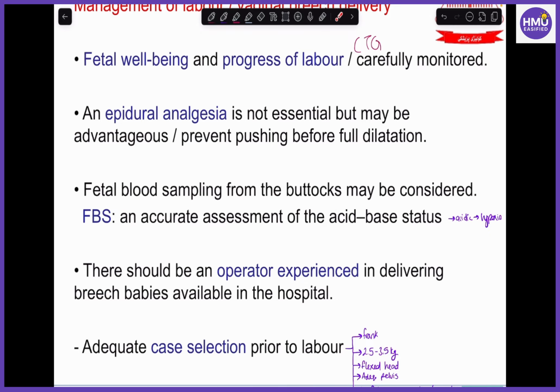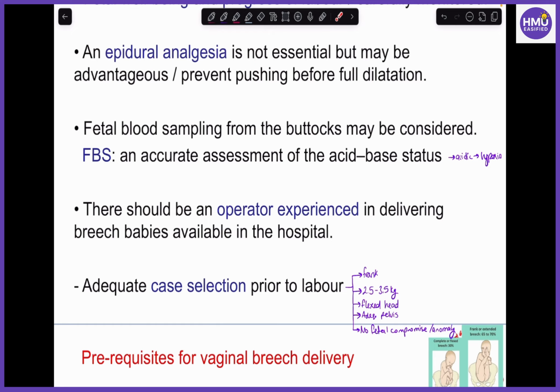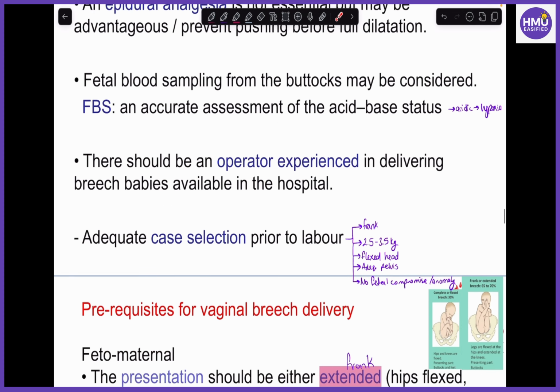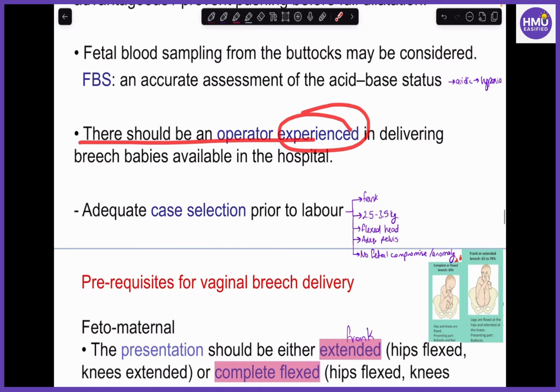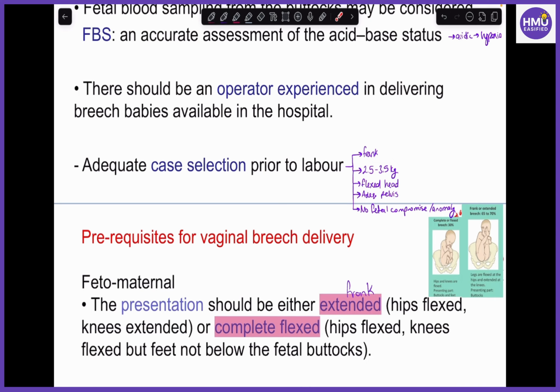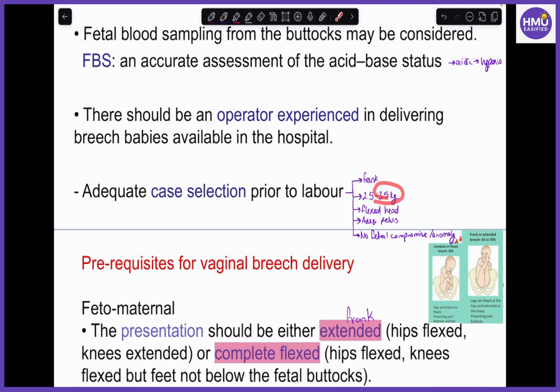And also we could do fetal blood sampling from the buttocks and assess the acid-base status to detect fetal hypoxia early, especially when the CTG is abnormal. There should be an experienced operator and case selection. Vaginal breech should be frank or complete flexed, with weight not more than 3.5 kilograms, flexed head, adequate pelvis, no anomaly.